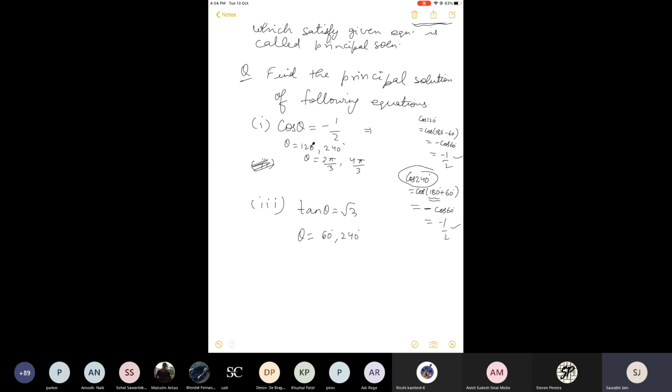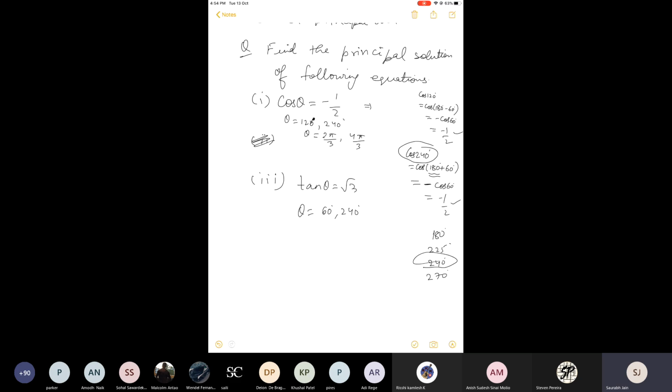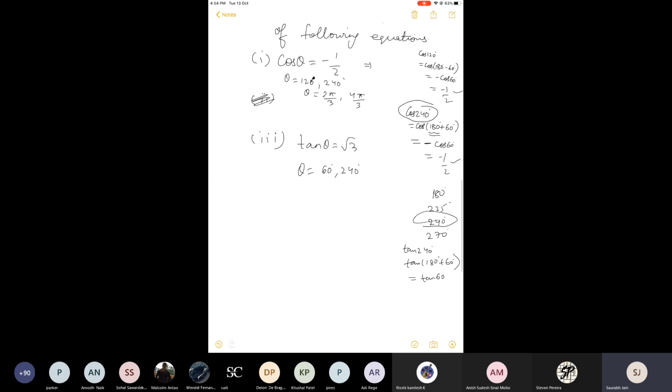Now you have to think about angles of the third quadrant. If you remember, these were a few angles which you can consider to be part of the third quadrant: 180, 225, 240, 270. Out of these, 240 is that angle. Try to relate it with 60, whose tangent is root 3. Why? Tan 240 is tan of 180 plus 60, and that means tan 60 by 180 even multiple. It will remain in tan only, and the angle is in the third quadrant, so its tangent will be positive, that means root 3. Likewise we have to solve.